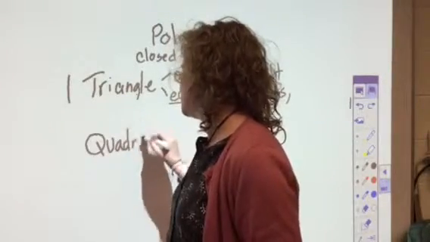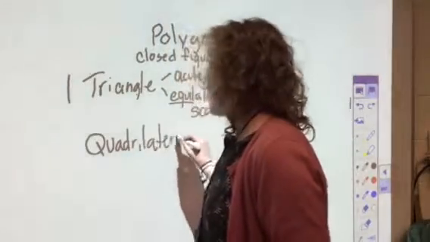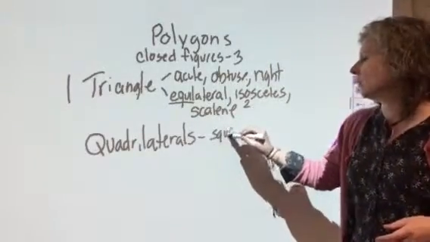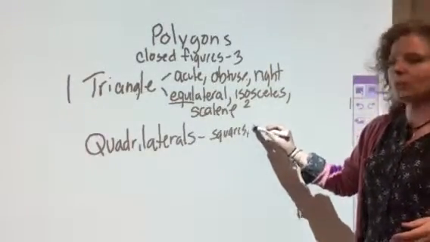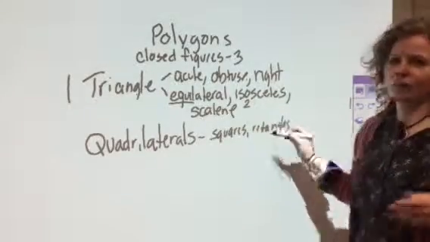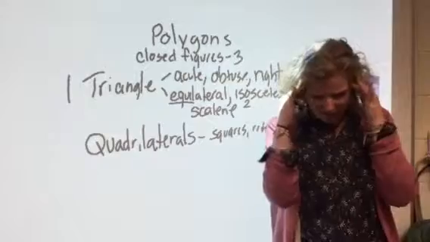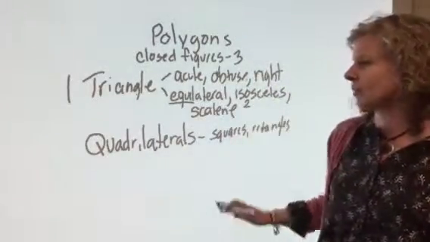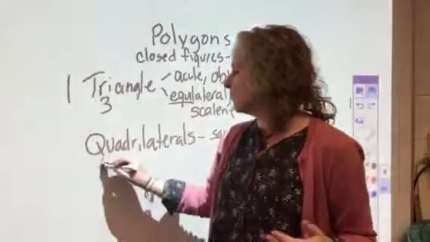Quadrilaterals means 4 sides, means 4 lines. We just talked about those. For quadrilaterals, we've got squares, and we've got rectangles, and we've got a rhombus, and we've got a trapezoid, and we've got a parallelogram. We've got all sorts of figures in our quadrilaterals. So 3 sides, 4 sides.